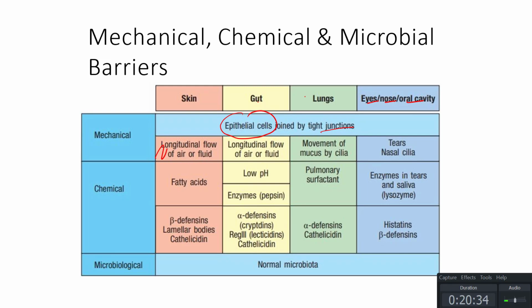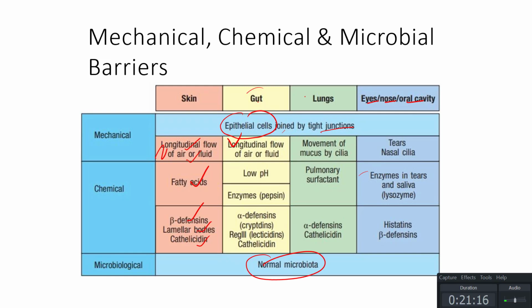If you see skin, it has the longitudinal flow of air and fluid, because our skin is exposed to air. So if any pathogen binds here, then if any air comes, it will be gone. Then there are chemical barriers: the fatty acids will stop the growth of other bacteria. Then beta defensins, lamellar bodies, and cathelicidins also stop the bacterial growth. In the microbiological barrier, whatever microbiota is in the body, that I've shown in the first thing. In the gut or the oral cavity also, there are multiple microbiota, so that also can stop other microbial growth.